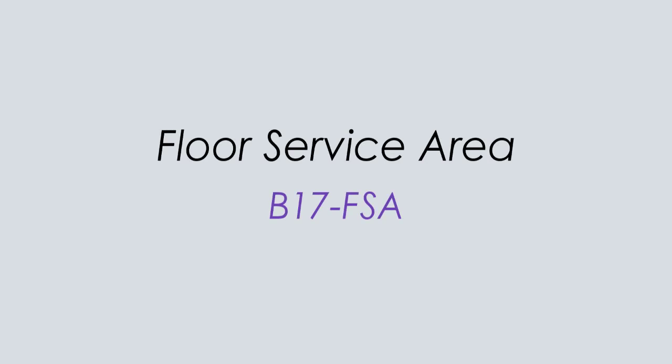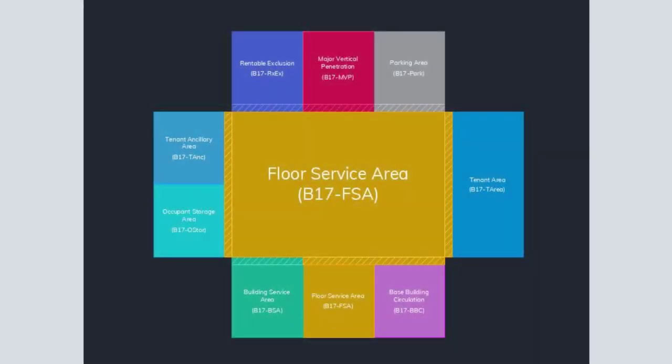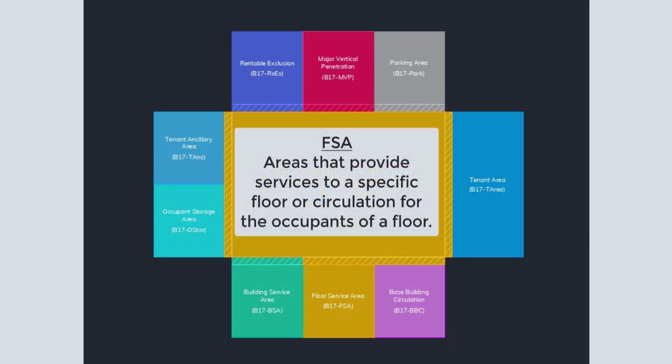Floor service area, B17-FSA. Floor service areas take wall priority over all space classifications except for rentable exclusions, MVPs, BSA, and parking area. Floor service areas are rooms or areas in a building that provide services to a specific floor or circulation for only the occupants of that floor.